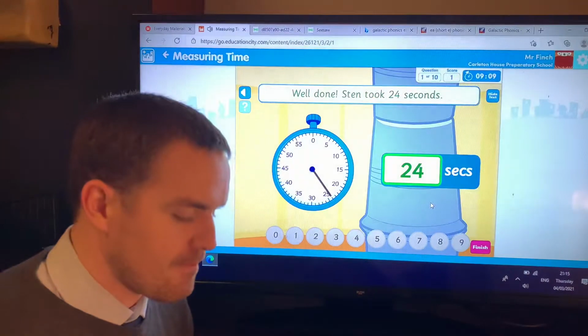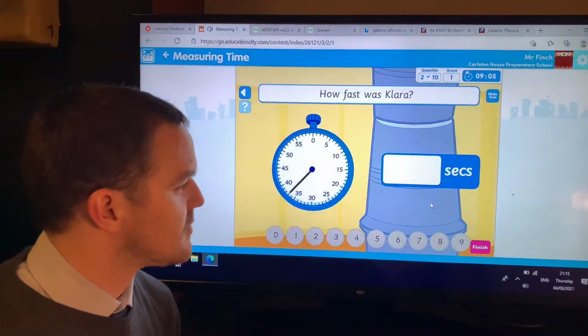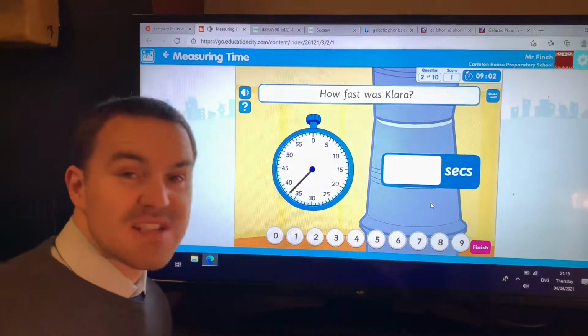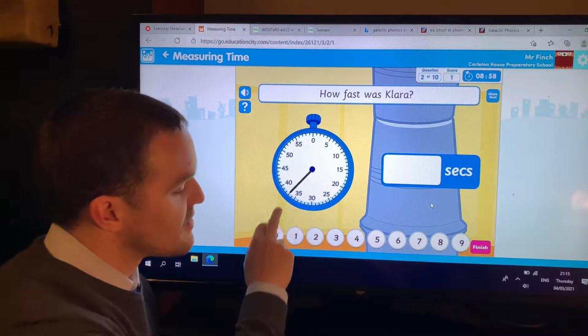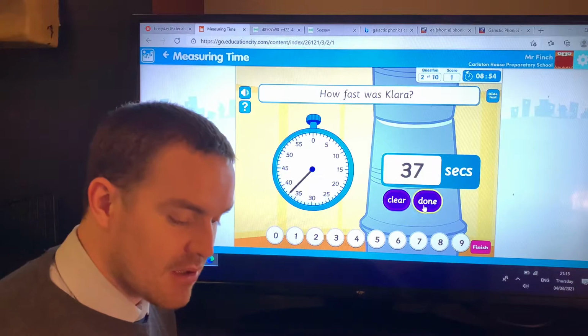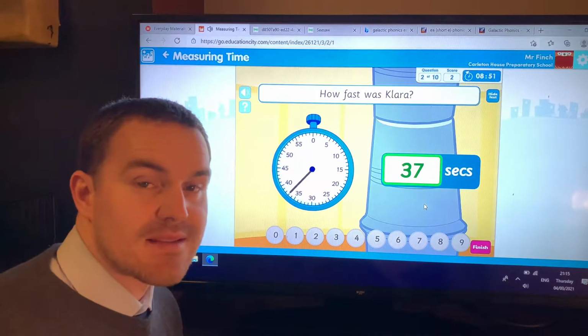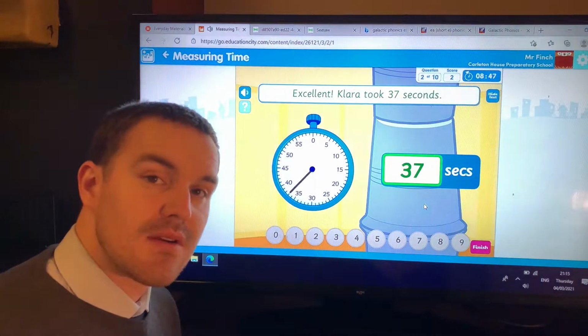Let's look at another one. Sten took 24 seconds. How fast was Clara? So Clara, the nearest 5 I can see to that is 35. So I'm just going to count on: 35, 36, 37. 35 plus 2 more, 37, done. 37 seconds. Excellent. Clara took 37 seconds.